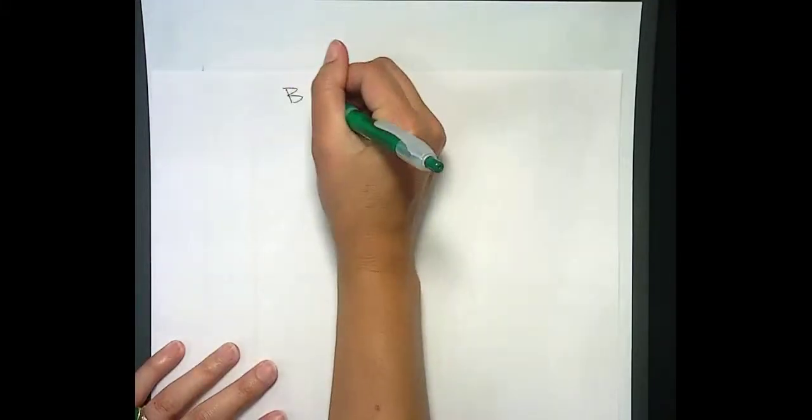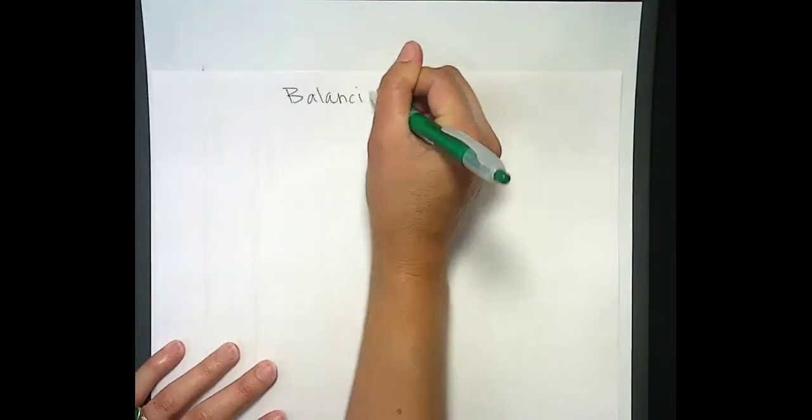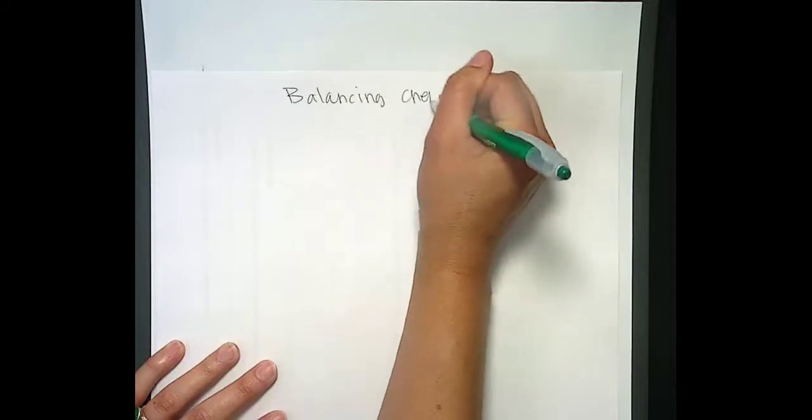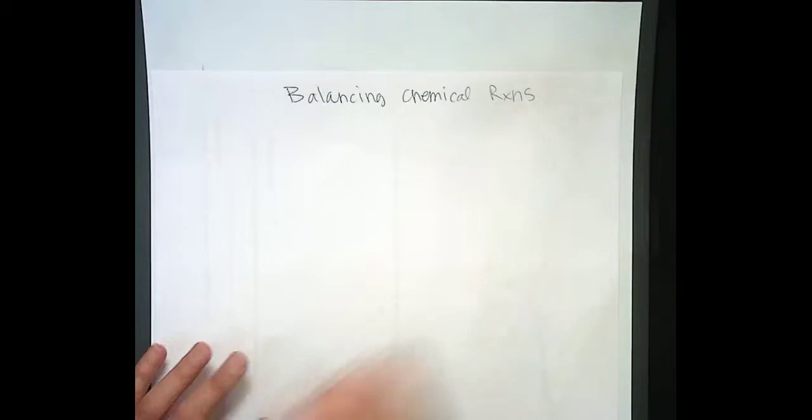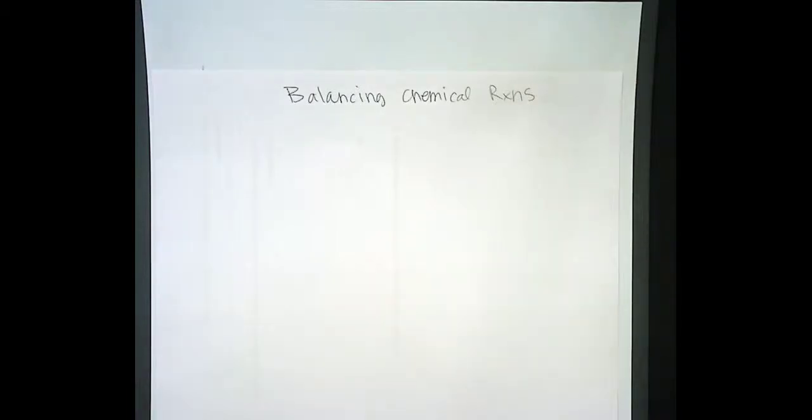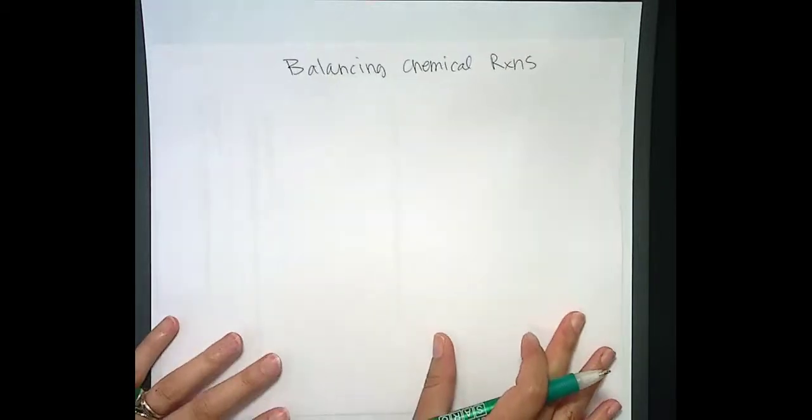This, we're learning to balance chemical reactions. We're not predicting products. RXN is my shorthand for reaction. So RXNs is just plural reactions. So this isn't bad. You don't have to predict what the products are. You're given an entire reaction.